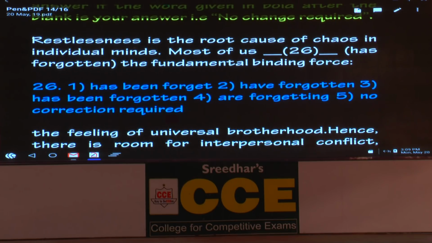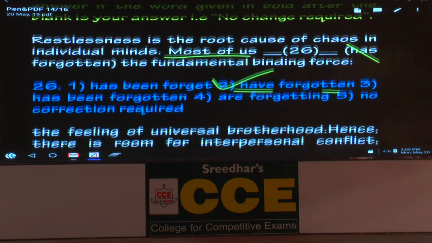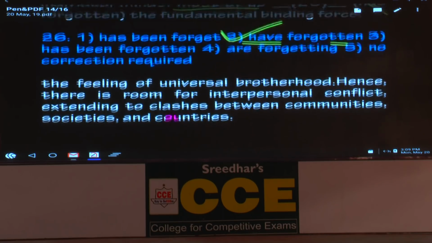Restlessness is the root cause of chaos in individual minds. Most of us have forgotten. Now here of the 5 blanks, 4 blanks are purely based on your grammar knowledge. Should not be a problem. What is the subject here? Most of us, singular or plural? So will you say have or has? Which option is that? So what is the answer? Have forgotten the fundamental binding force.